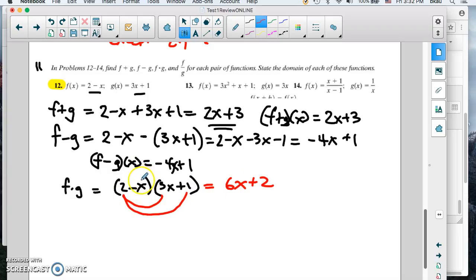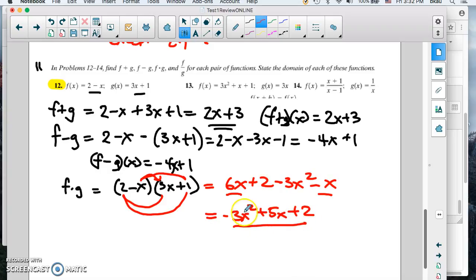We're going to take our second term here, which is negative x, and multiply, which is negative 3x squared. And then we're going to take negative x times 1 and write minus x. Then we combine like terms, which are these two. Write it in order. So we start with negative 3x squared. We combine these two together, we get 5x, and end with 2. So that's our function for f times g, and its domain is all real numbers.